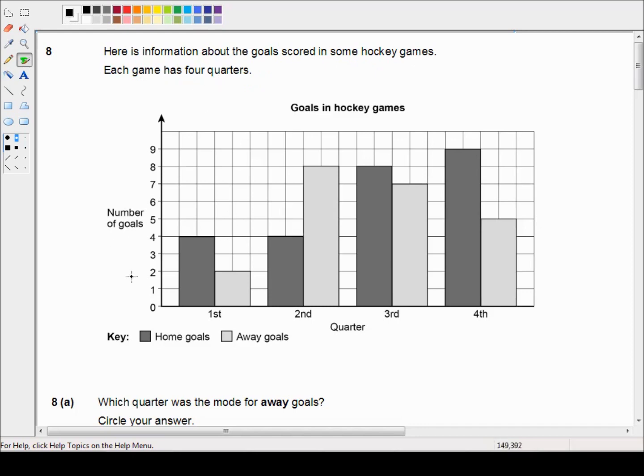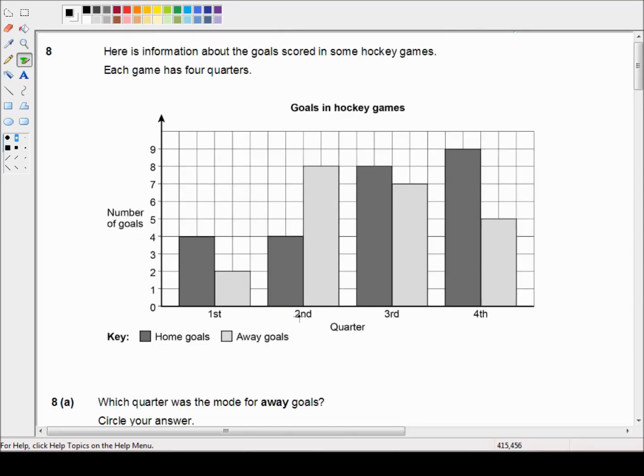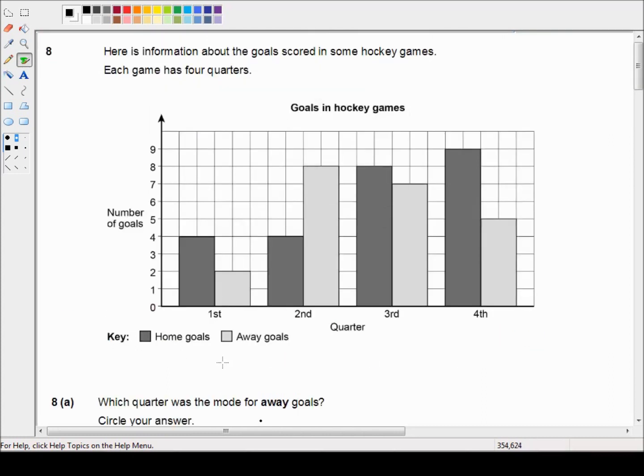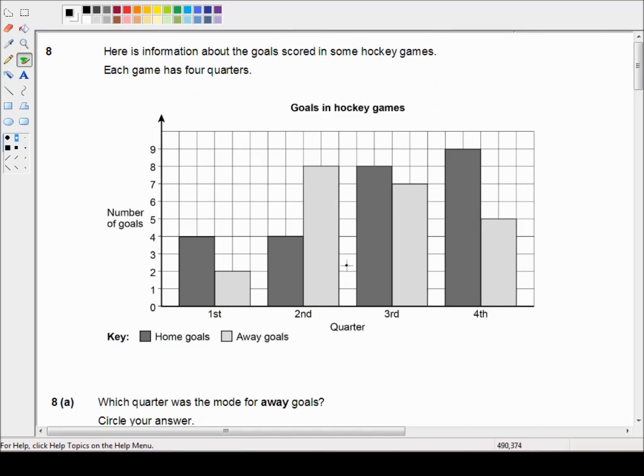And we're given a table here with the number of goals going up the y-axis, and we've got our 4 quarters. Okay, so this is just a straightforward bar chart. In question 8a, it says, which quarter was the mode for away goals? Circle your answer. Okay, so the mode or modal average is the one that occurs most. So which bar is tallest for the away goals? So which is the tallest grey bar? Which quarter is the tallest grey bar in? And that would be the second quarter.